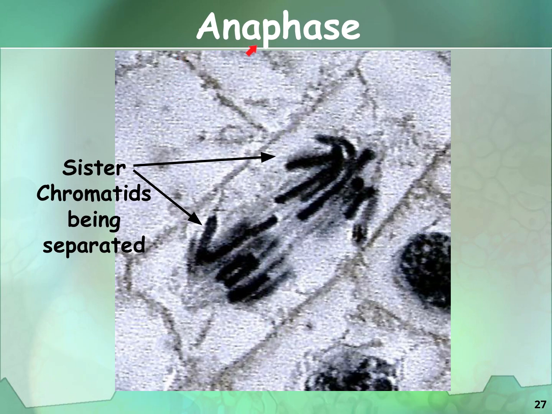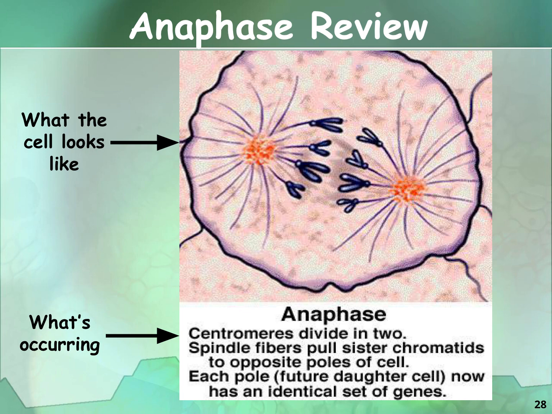Next, we go through anaphase, in which the sister chromatids are pulled to opposite sides of the cell. In anaphase, it's very important that there is an exact copy of DNA being pulled to one side and an exact copy of DNA being pulled to the other side.